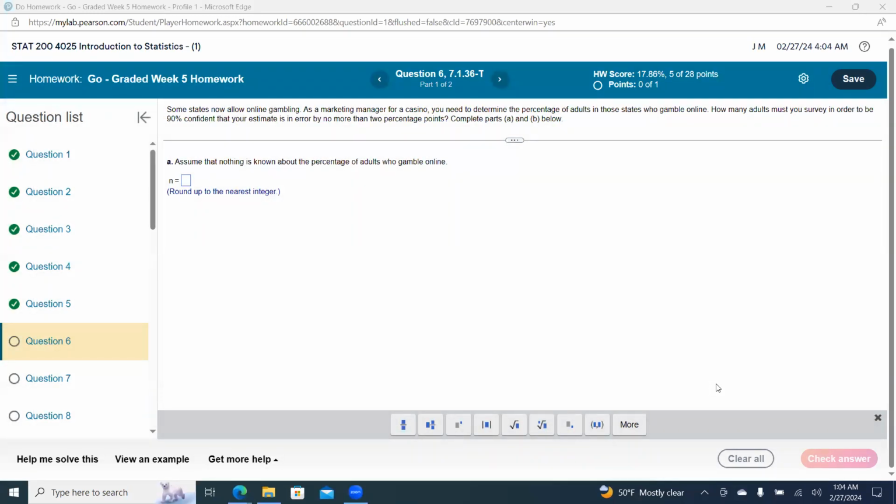Okay, so there's a lot of concepts that go with the confidence interval. So we can go through this problem. Assume that nothing is known about the percentage of adults who gamble online. Let's take a look. To do this, we don't have to do the algebra, but I want to quickly show you the derivation. It's just whether or not you like algebra.